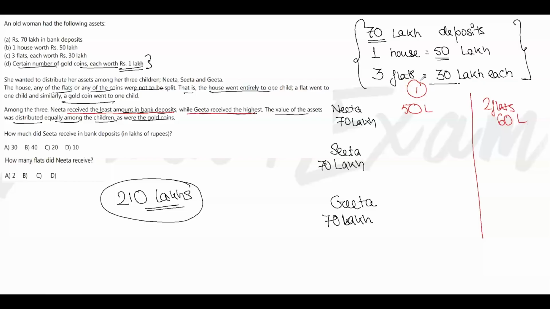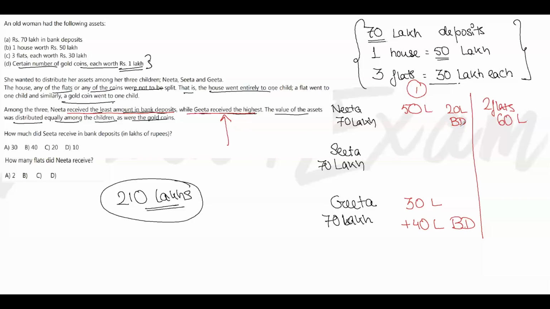If Nita gets the house which is worth 50 lakhs, and it's given that Geeta received the highest amount in terms of bank deposits, the only way possible is Geeta getting only one flat that is worth 30 lakhs, and hence she would be getting 40 lakhs as bank deposits. Nita would be getting 20 lakhs as bank deposits.